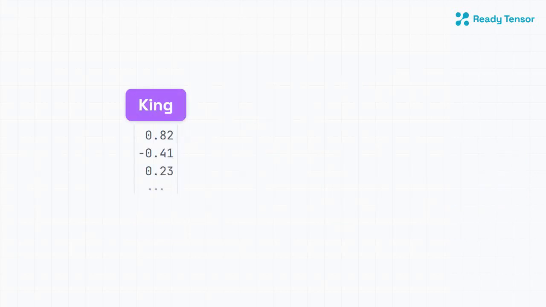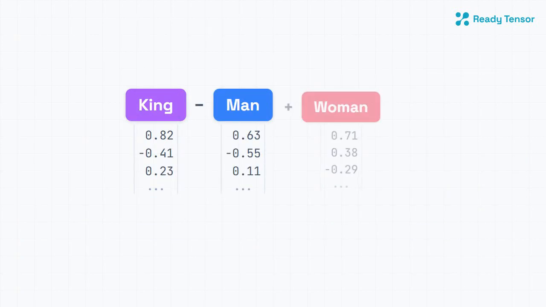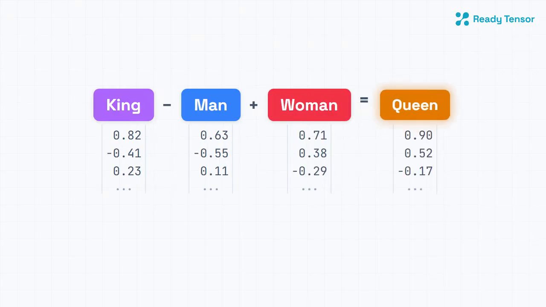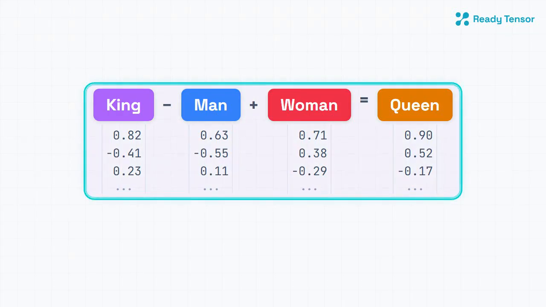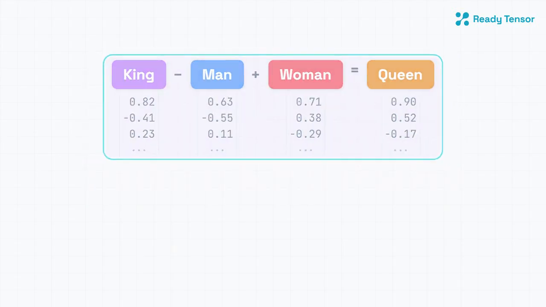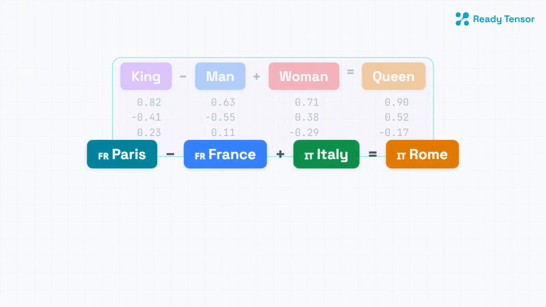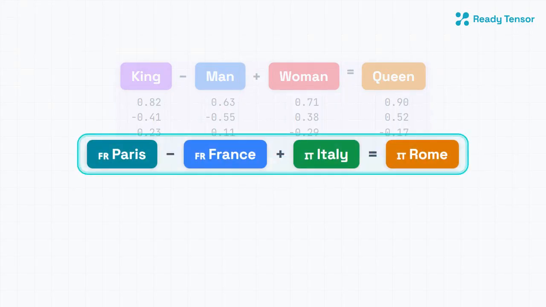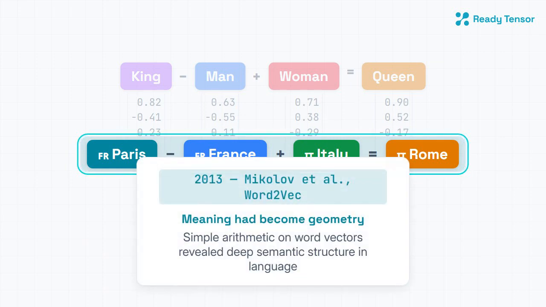They took the vector for king, subtracted man, and added woman. And the closest vector to the result was queen. King minus man plus woman equals queen. Nobody programmed this. It emerged from patterns in text. It wasn't a fluke. Paris minus France plus Italy equals Rome. The model was never told that Paris is to France what Rome is to Italy. It figured that out on its own, just from reading text. This was the moment the world started taking word embeddings seriously.